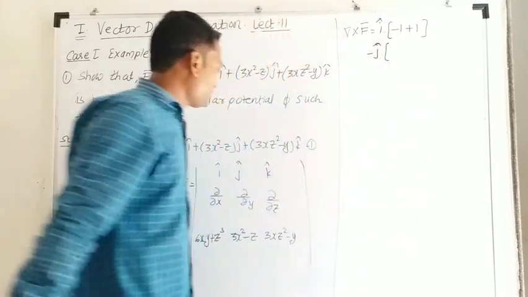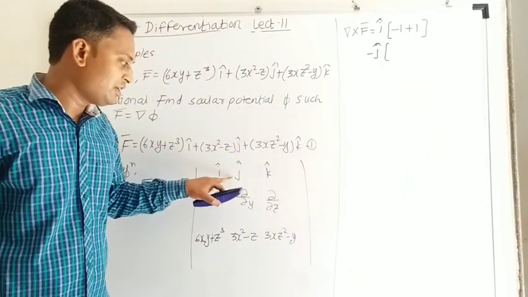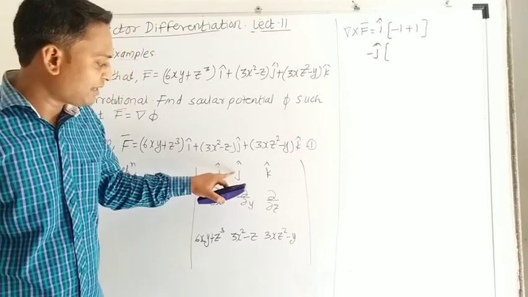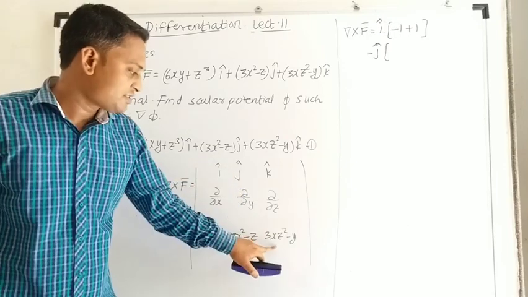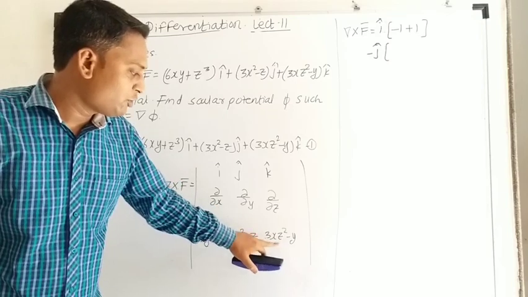Now the second term in the determinant: minus j times del by del x of this. The derivative with respect to x of xz cubed is 3z squared.